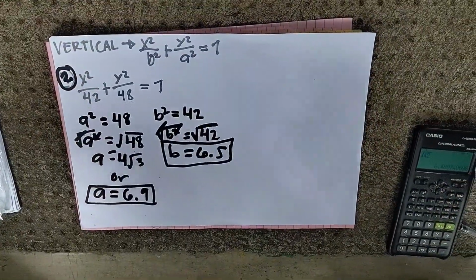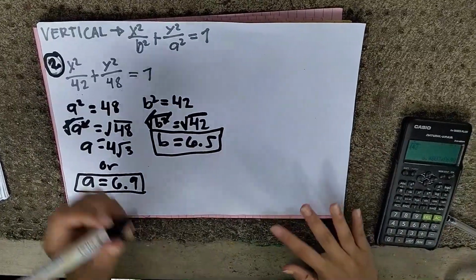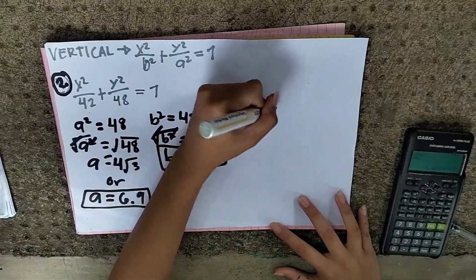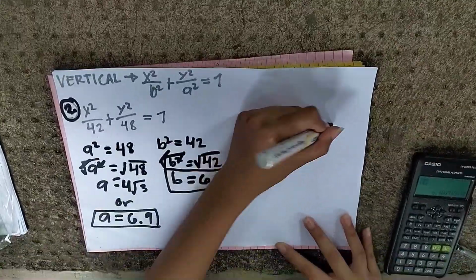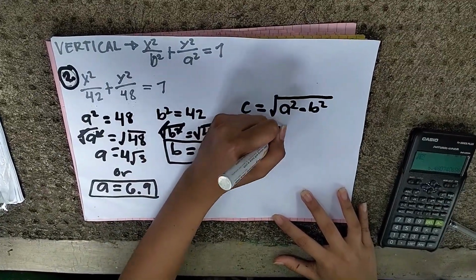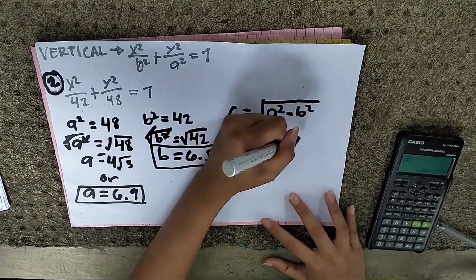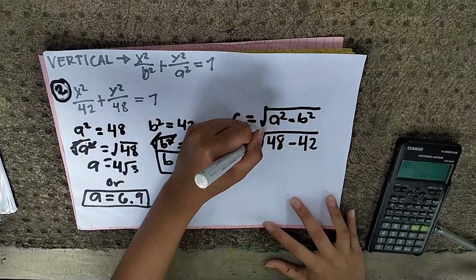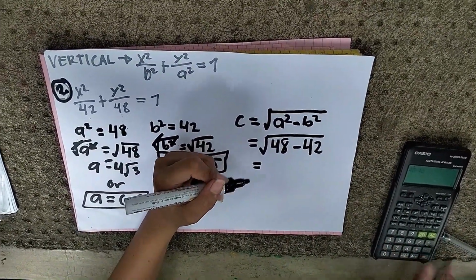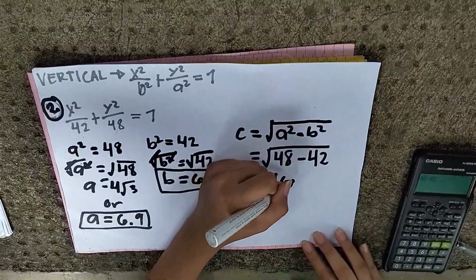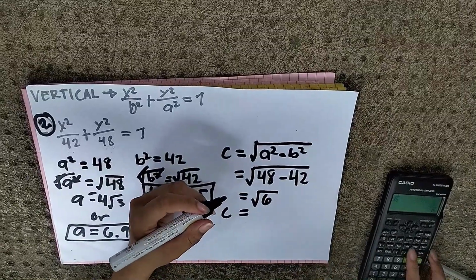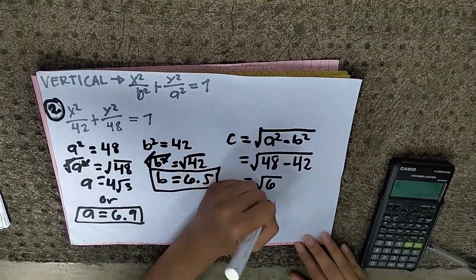Now let's move on to finding our focus, or the foci. We will always follow the equation c is equal to the square root of a squared minus b squared. Substitute the values: square root of 48 minus 42. 48 minus 42 is 6. Square root of 6, so c is equal to 2.4.